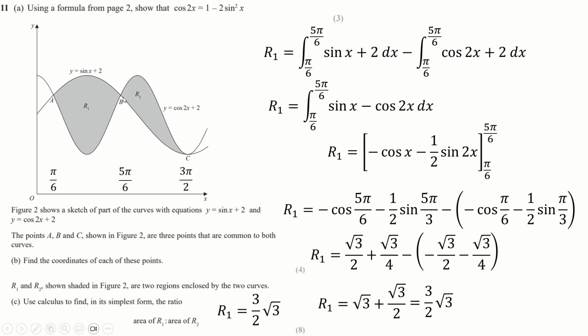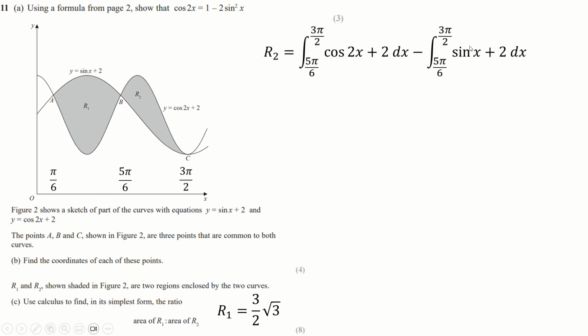R2 is very similar, but it's the other way around to this stuff here. It's the integral of this one here between 5 pi over 6 and 3 pi over 2 minus the integral of this one here between the same two limits. So it's just the other way around. Again, we can group these together because the limits are the same. The 2's cancel still. We can integrate this in much the same way.